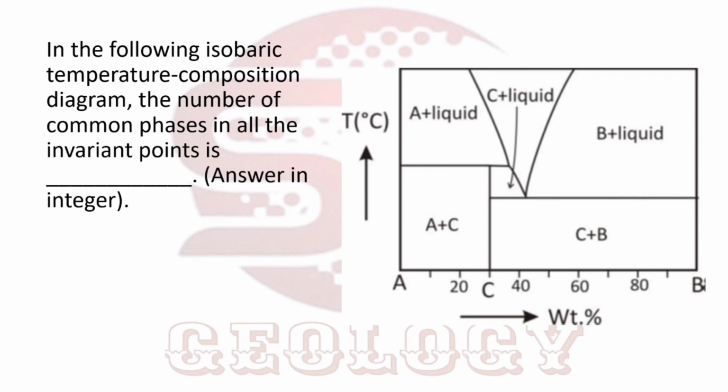Then, for the following isobaric temperature composition diagram, what is the number of common phases in all invariant points? This is a ternary phase diagram, we have 2 invariant points, one peritectic, one eutectic. At the peritectic point, A and C are the phases, and at the eutectic point, C and B are the 2 phases. 2 phases with liquid, here is also liquid. So 2 solid phases and 1 liquid, here also 2 solid phases and 1 liquid. Among them, C is the common phase. So the number of common phases will be 1.